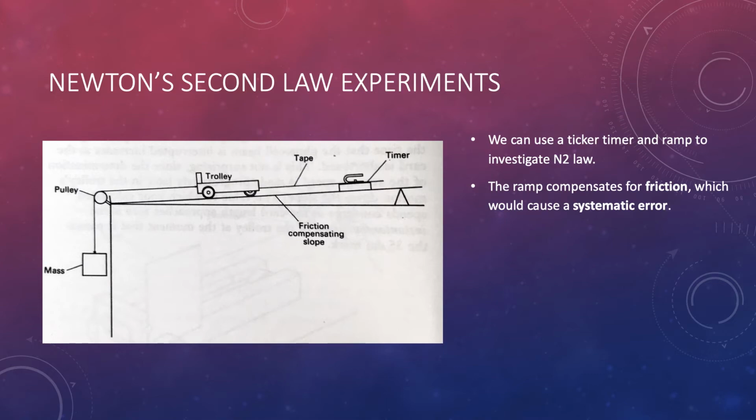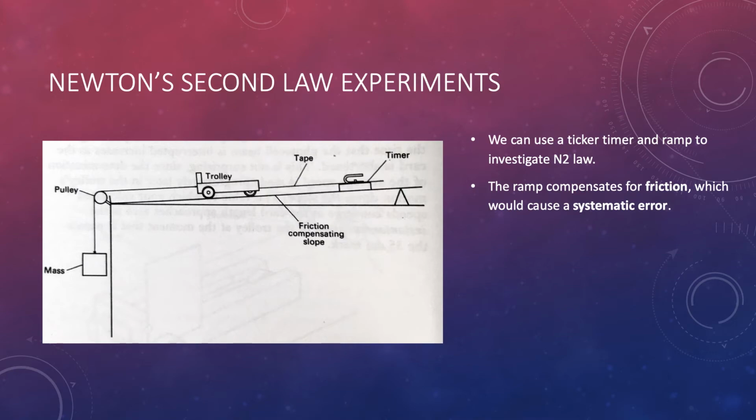But isn't there already friction anyway, even using the ramp? Well, yes, but we angle the ramp so that the trolley just doesn't move. As in, if you put it a bit higher, it would start to roll down. And what that means is you've compensated for it. It's not that there's no friction, it's just that the angle of the ramp means that it's cancelled out.